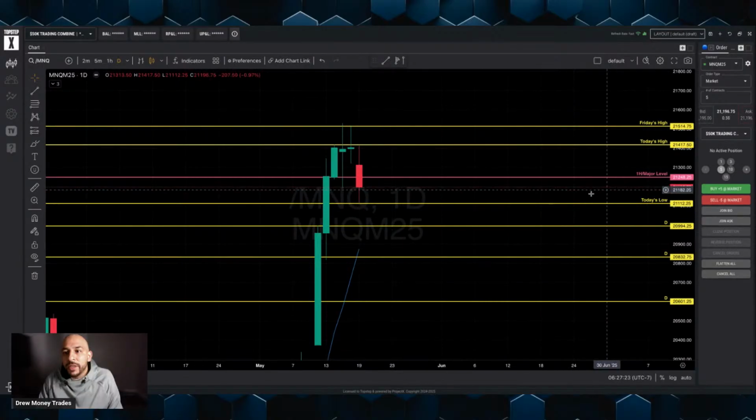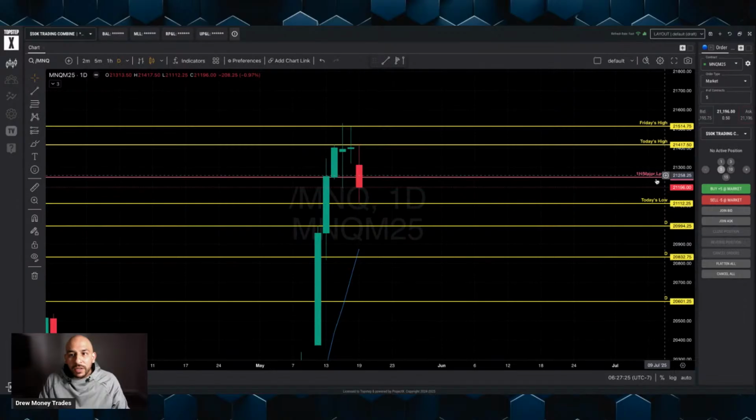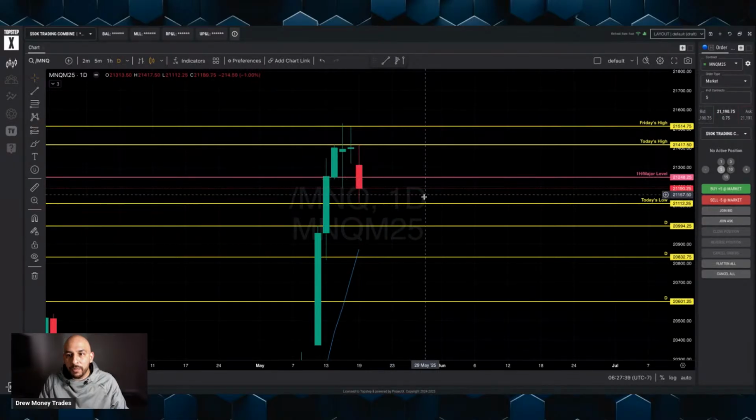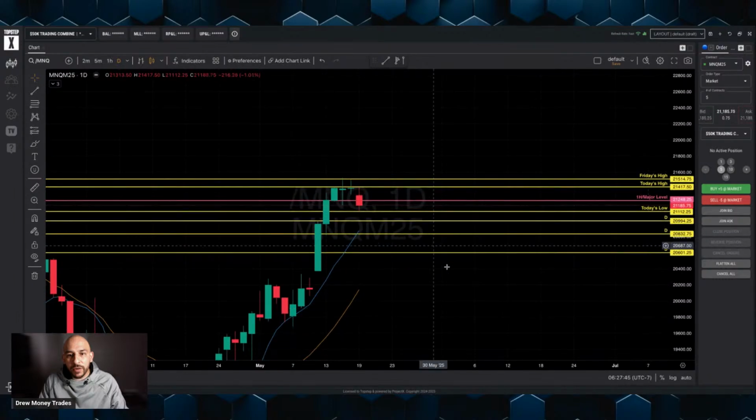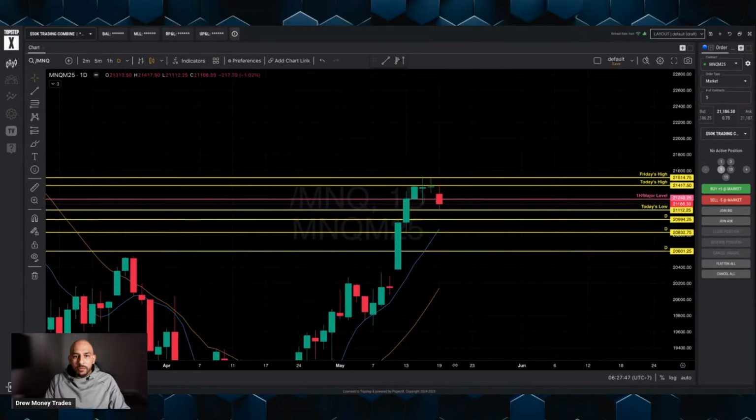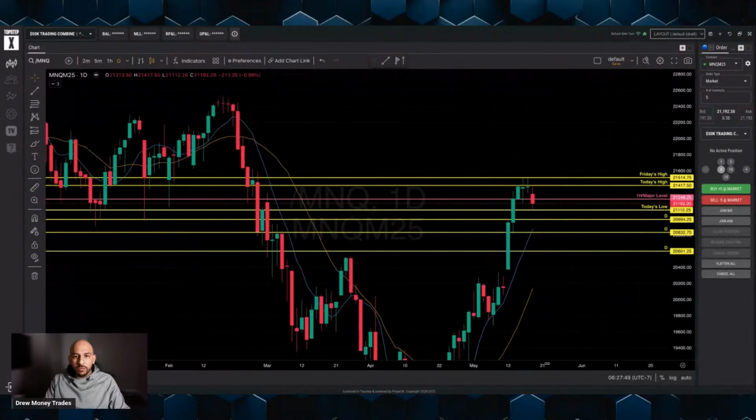So that's my next level. And then I have a 1 hour level right here, which I'm not sure if I'm going to get to, but it's a major level. If it can stay below this, I wanted to retest it, stay below, and break down to either today's low or my next daily level. I pretty much only have daily levels today because those are the most significant areas.